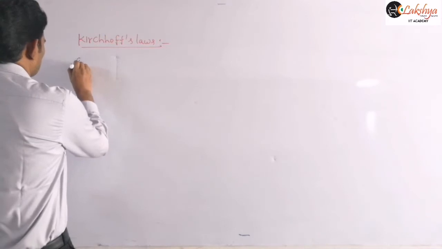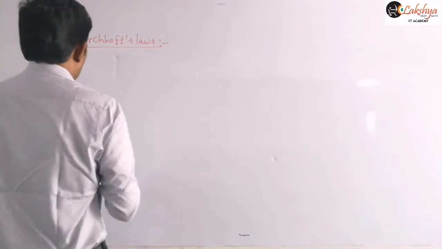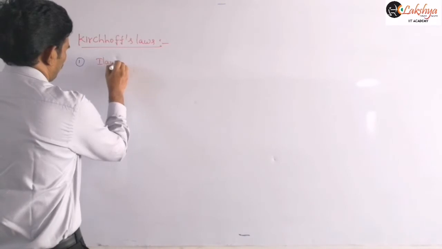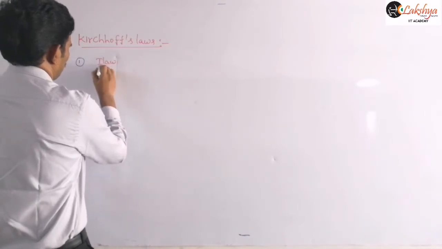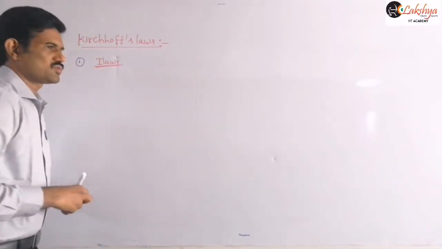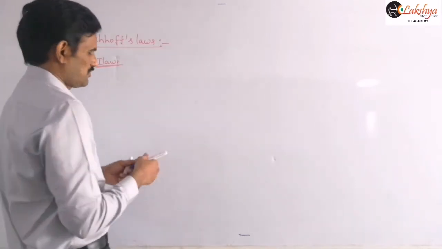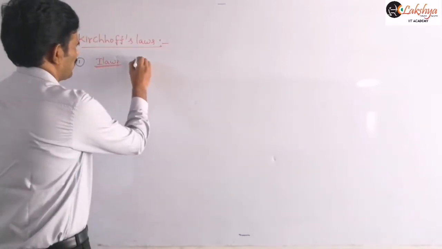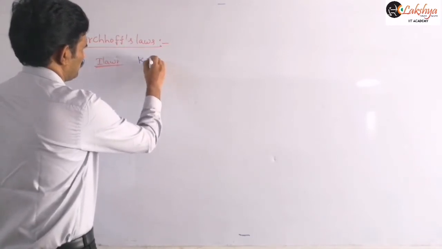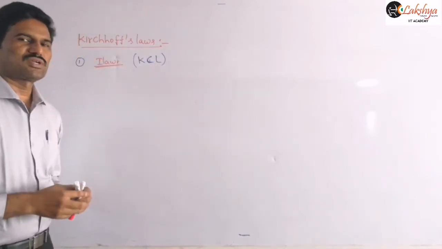So this is Kirchhoff's first law. Let us name it as the first law. Now I am defining it. Kirchhoff's first law is also called the current law or junction law. That means it is also named Kirchhoff current law, so we call it KCL, Kirchhoff current law, or we can also call it a junction law.